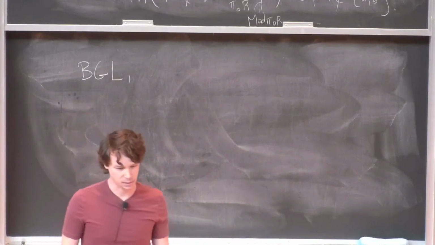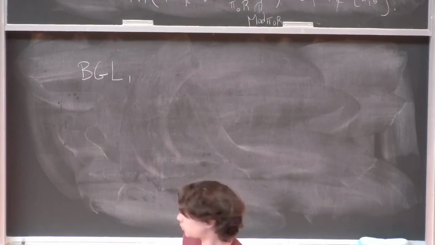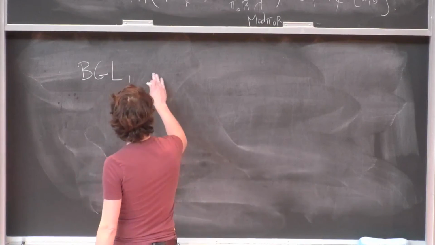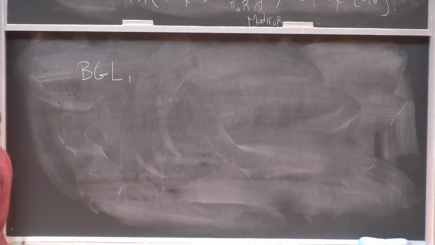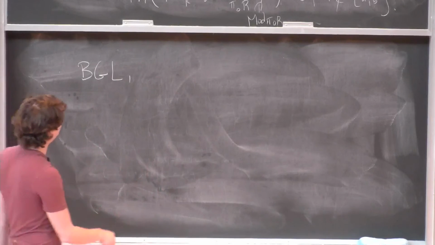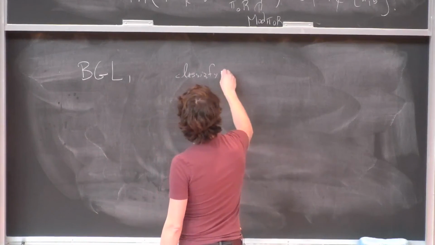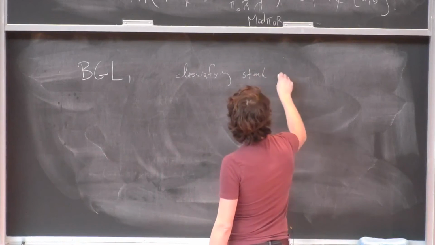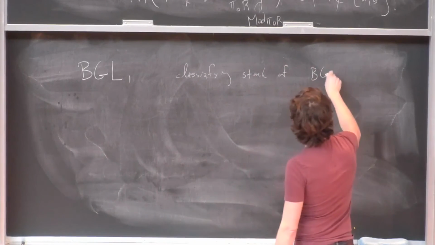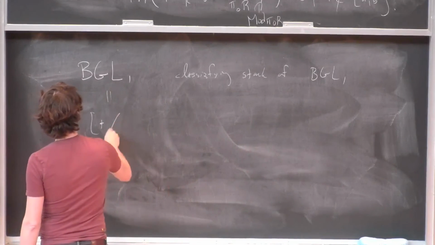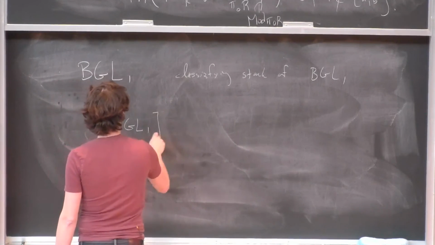I guess we discussed this yesterday. So anyway, I wanted to give this example of an actual geometric stack that's not 0 geometric. And what is this? This is the classifying stack of BGL1, and what you view it as is a point modulo the action of GL1.